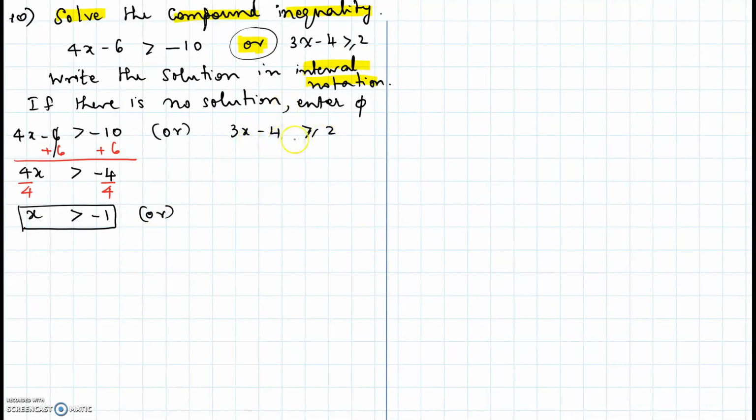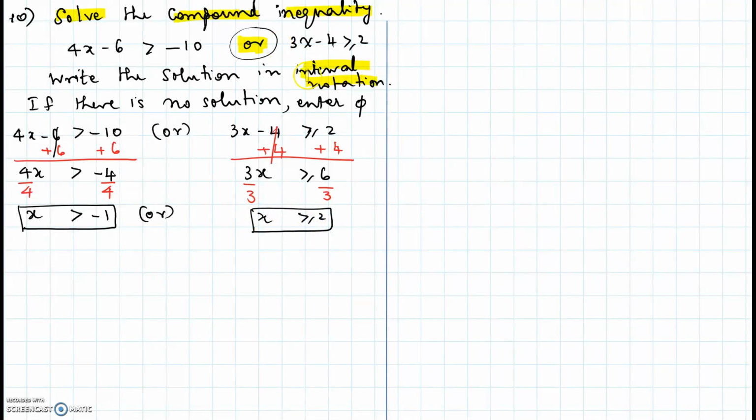Then you consider 3x minus 4 more than or equal to 2. Isolate the x term. So you get 3x more than or equal to 6. Divide by 3 on both sides. That will give x more than or equal to 2.